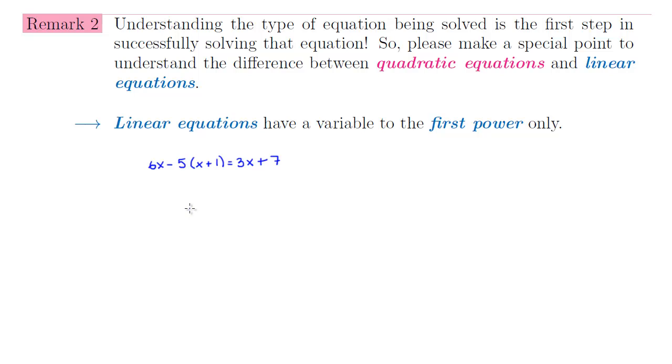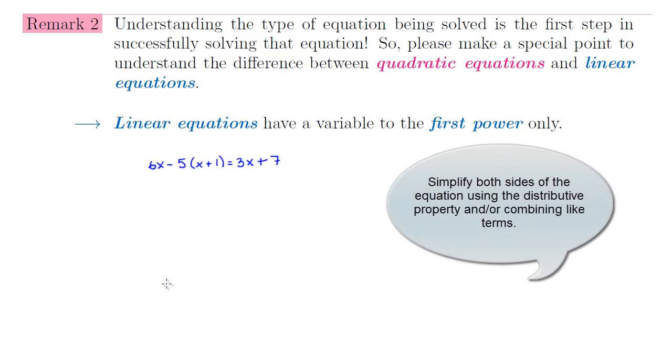We know how to solve linear equations. Let's quickly recall by solving this equation. What's the first thing we do? Well, we simplify both sides. On the left side, that means we have to first use the distributive property. We need to distribute the negative 5 through to the x and the negative 5 through to the 1. Doing so gives us the following. 6x minus 5x minus 5 equals 3x plus 7.